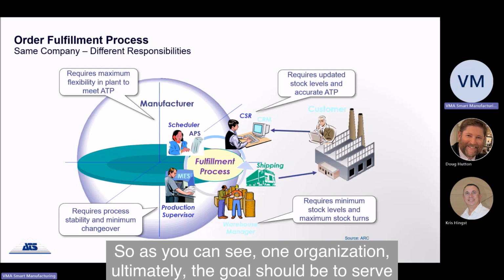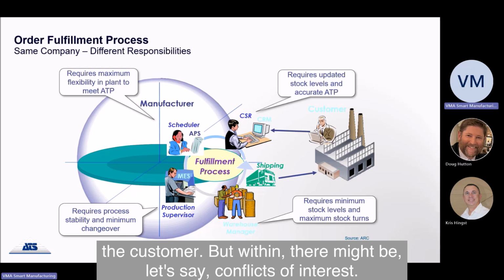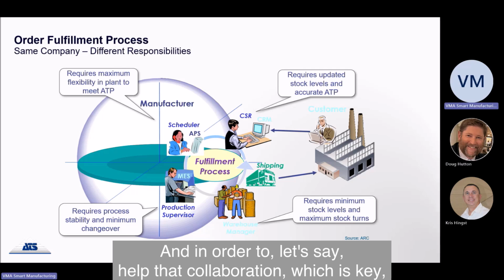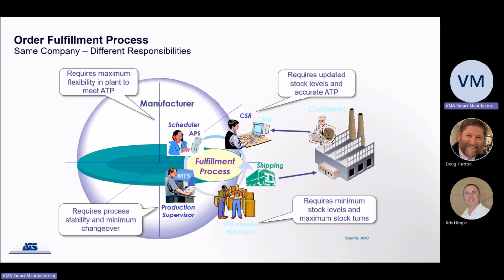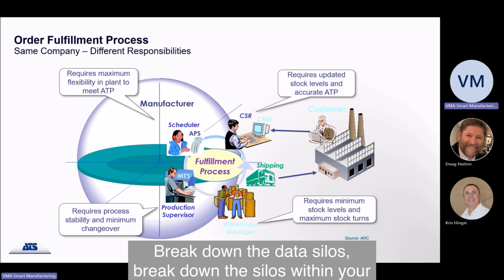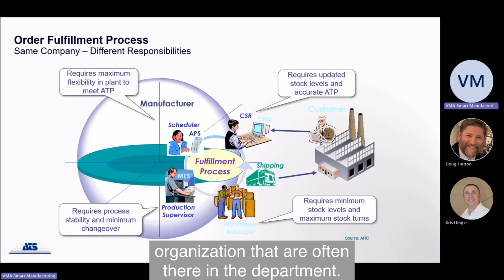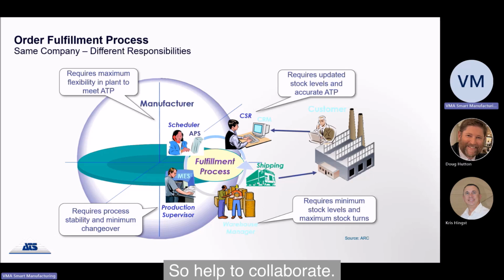So as you can see, in one organization, ultimately the goal should be to serve the customer, but within it there might be conflicts of interest. And in order to help that collaboration, which is key, the MES is often a very good way of doing that, because it helps break down the silos, right? Break down the data silos, break down the silos within your organization that are often there in the departments. So it helps to collaborate. So that is actually the way.